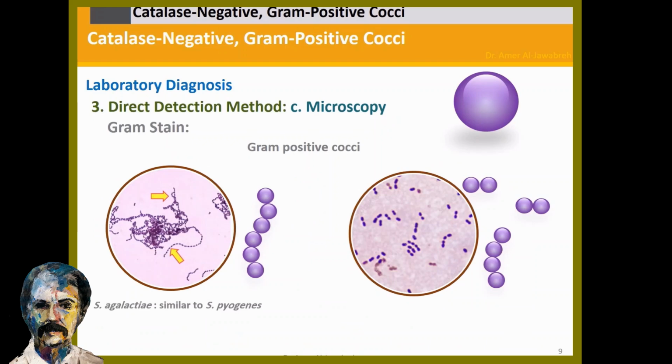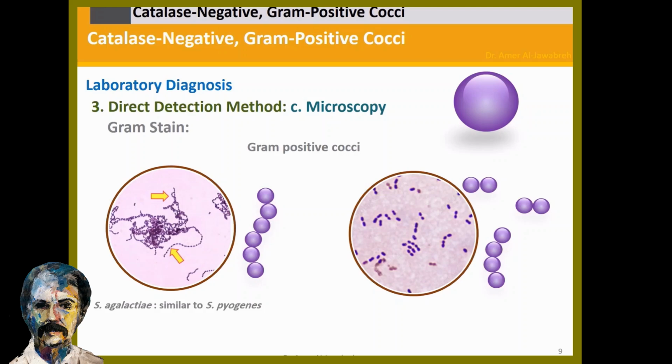Agalactiae. See, this is strep. Definitely this is taken from a broth, not from a culture, and it looks like strips and chains. But as I told you, this is agalactiae, yes, but you cannot tell if this is agalactiae or pyogenes. You cannot tell from the long chains or the chaining. Here, from the Gram stain you can tell.